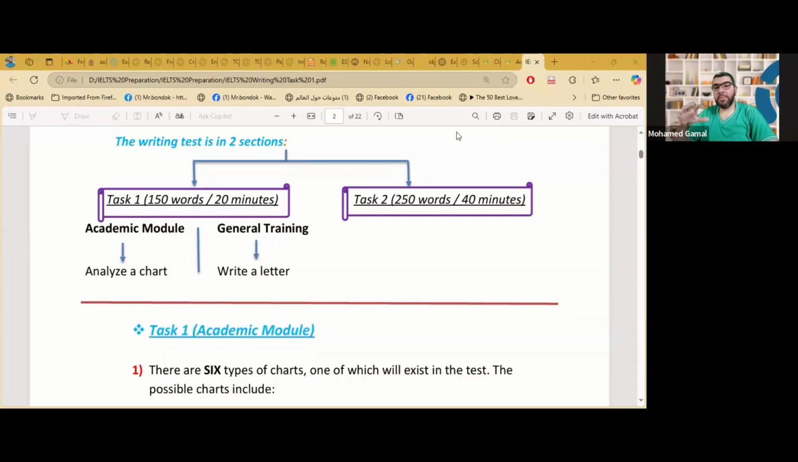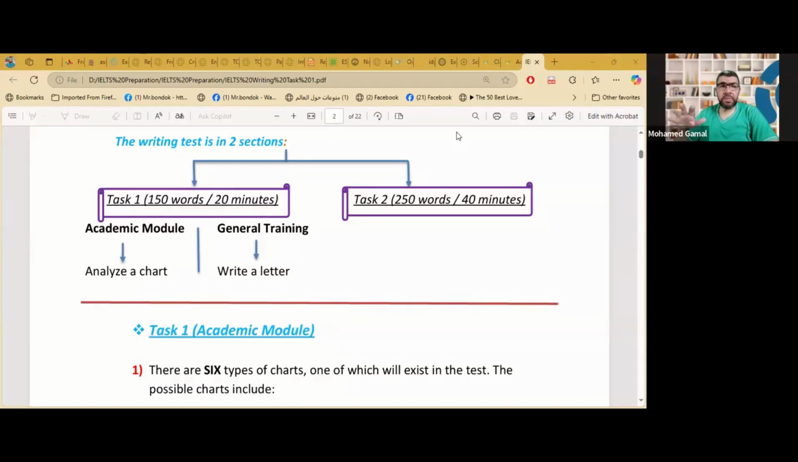In the academic part, and I believe this is what we need to focus on, you are asked to analyze a chart, and you should analyze this chart again within 20 minutes, and you try to write at least 150 words. So you should know that the general module is required for the immigration and work abroad, or the place where you are applying for, while the academic module is required for study. This is why, as long as you need to take scholarships or you look for studying abroad, this means that you need to focus mainly more on the academic module.